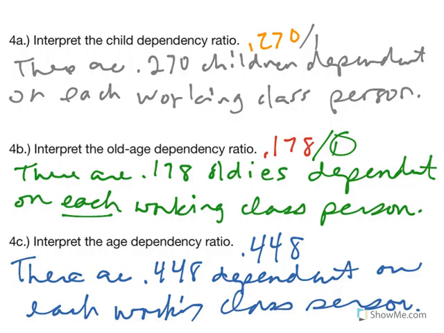When I say dependents, children and old people are dependent. They're not working. They're dependent on somebody else to provide to them. So we just call them dependents. We don't have to differentiate and say children and old people who are dependent. You could put those together, but it simply is all the people who are dependent on each working class person.